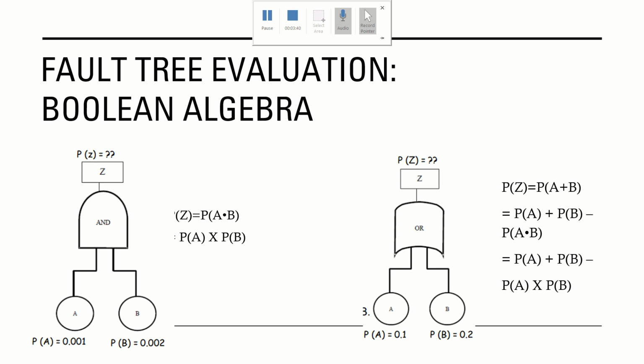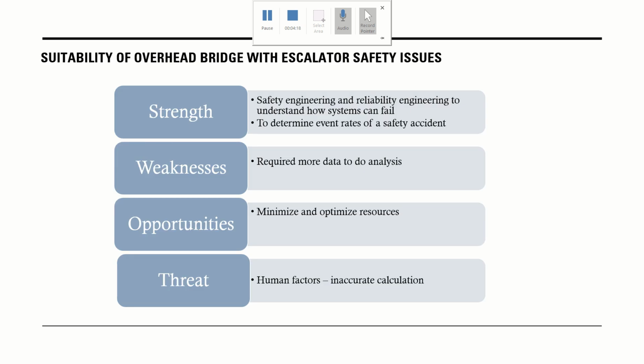Throughout these two diagrams, we can see that for the AND gate, the equation shows a times, meaning probability A times probability B, so that we can get the probability P. However, by using OR, we know that it is quite complicated. But by using this Boolean algebra, we can really know the probability of the risk. The strength of using this is that it can clearly state the safety and is very reliable to understand how the system can fail, and also can determine the event rate for safety accidents.